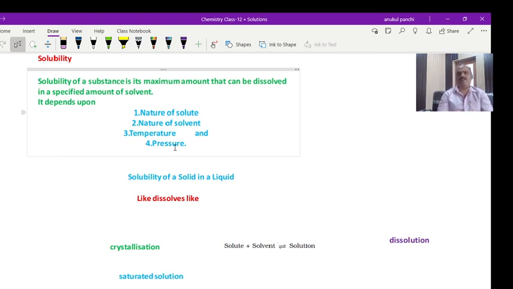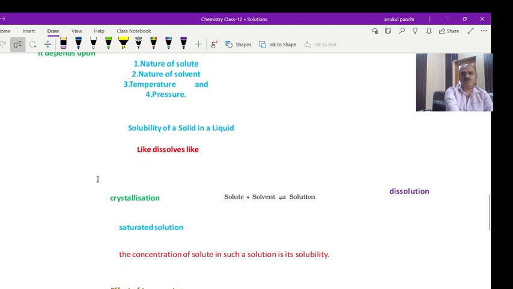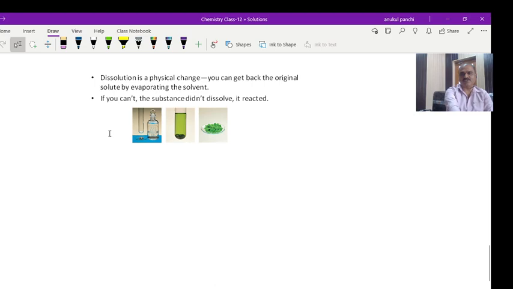So first of all, we shall take solubility of a solid in a liquid. After that, we shall take solubility of liquid in liquid, and finally solubility of gas in liquid. In all these three situations, solvent is liquid, but solute in first case will be solid, then liquid, then gas. And this detail we shall cover in our next lecture.